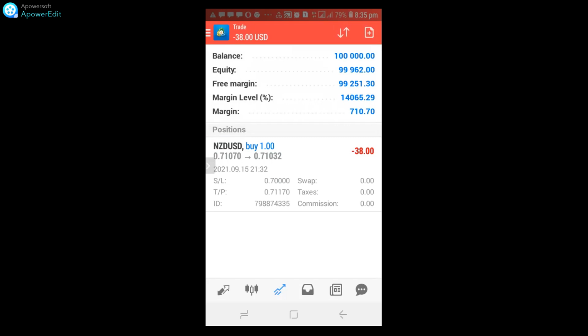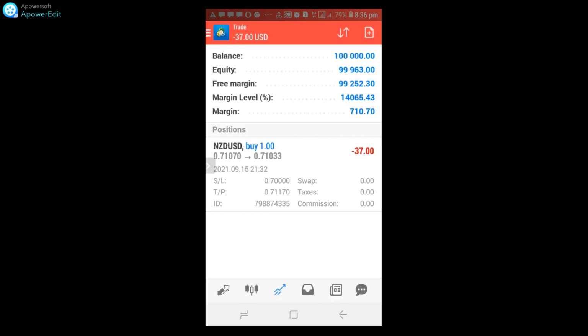Now, let me quickly talk about the balance, the equity, free margin, margin level percent, and margin. Your balance is the amount you use to register in the forex market. Equity is the difference between the balance and the open position. The open position you have right now is NZD-USD. If you subtract that minus $38 from $100,000, that is what you have for your equity.